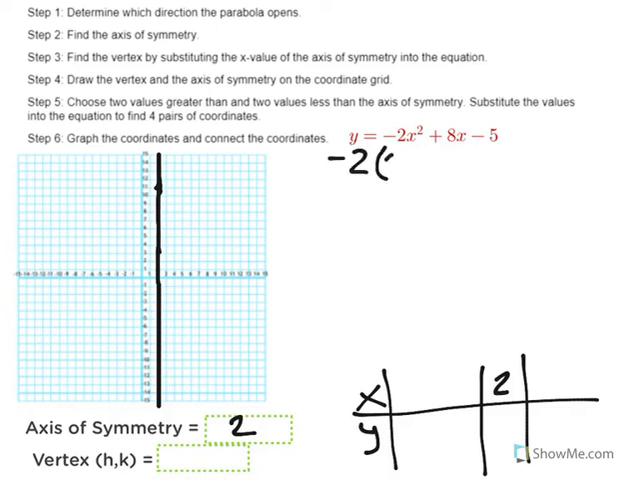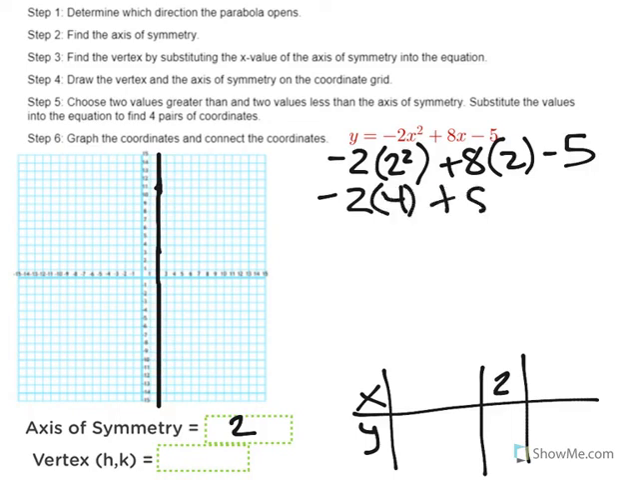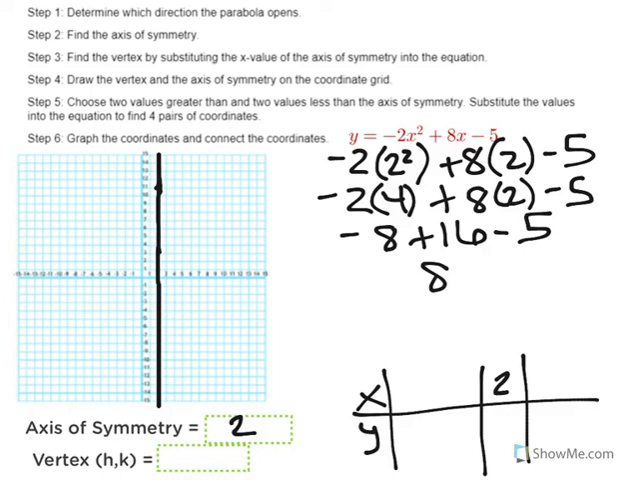So negative 2 times 2 to the power of 2 plus 8 times 2 minus 5. So we have negative 2 times 4 plus 8 times 2 minus 5. Now we're going to do our multiplication. We get a negative 8 plus 16 minus 5. And now subtraction and addition. So negative 8 plus 16 is a positive 8, minus 5 is 3. So you can see now our vertex is 2, 3, which is different than our vertex in our previous problem.